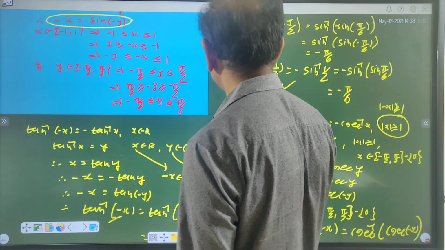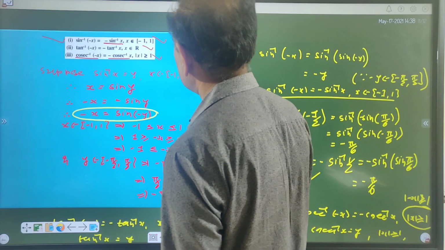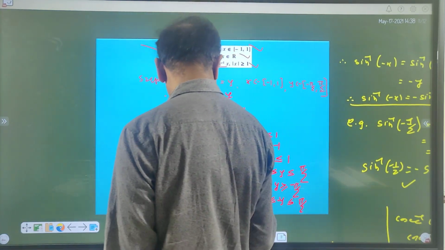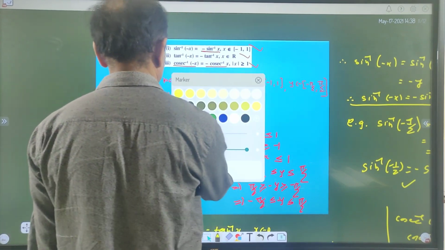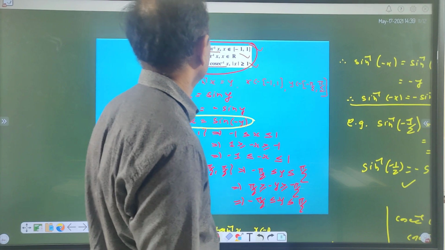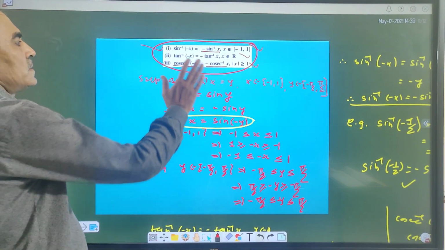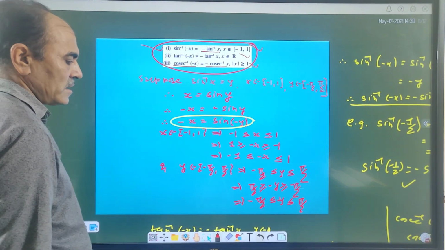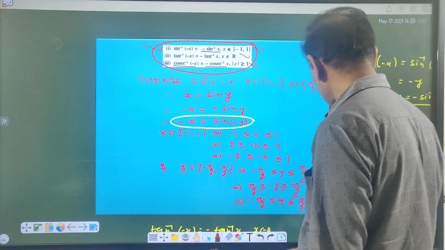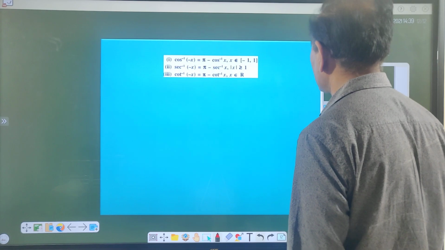Now see here. In this slide, these 3 forms are most important for us. Before solving the example, let us see these 3 forms over there. Now let us see the next 3 forms. That is also important for us.